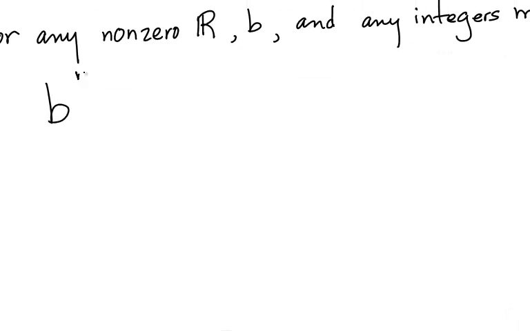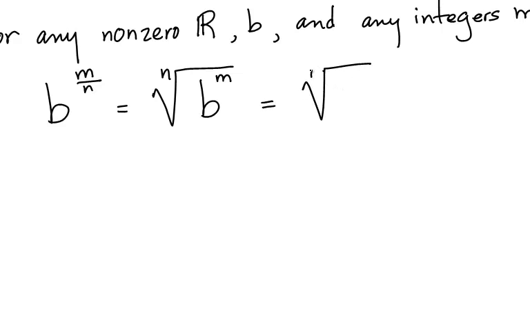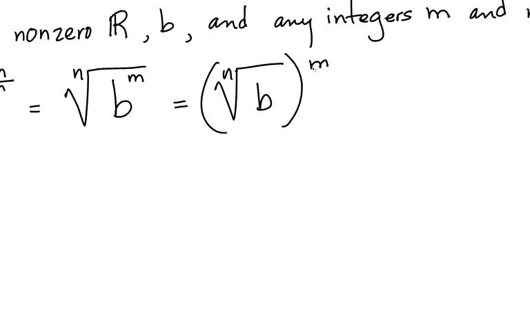b to the m divided by n power, the rational exponent is m over n, equals, the number in the denominator is your index. So it's the nth root of b. The number on top, if it's something other than a 1, that m can go on the inside, or it can be written as the nth root of b, and the m can go on the outside.